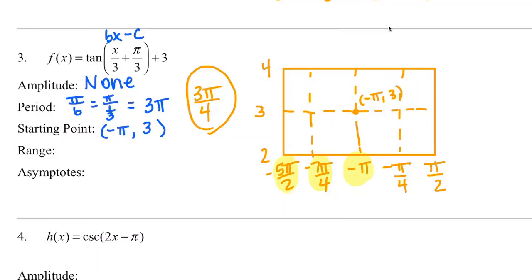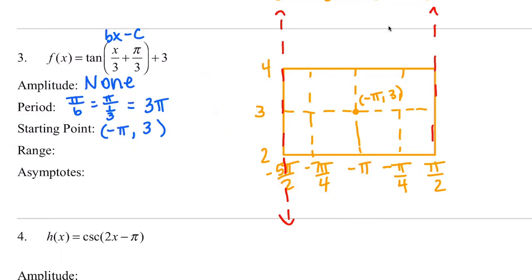Now, the tangent graph is a little bit more exciting. We have asymptotes that are on the edge of our frame. So we have asymptotes here at x equals negative 5 pi over 2 and x equals pi over 2.